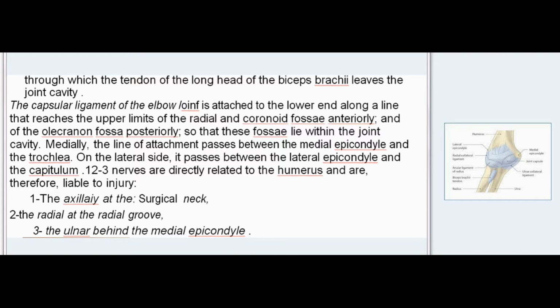Three nerves are directly related to the humerus and are, therefore, liable to injury. 1. The axillary at the surgical neck, 2. The radial at the radial groove, 3. The ulnar behind the medial epicondyle.